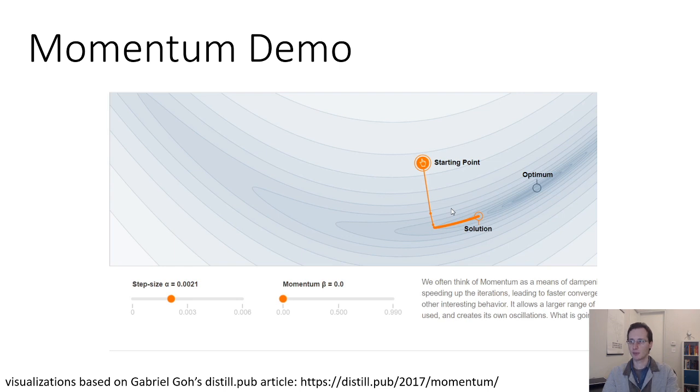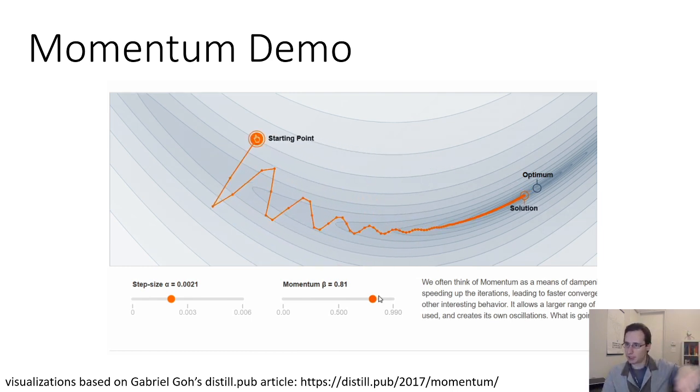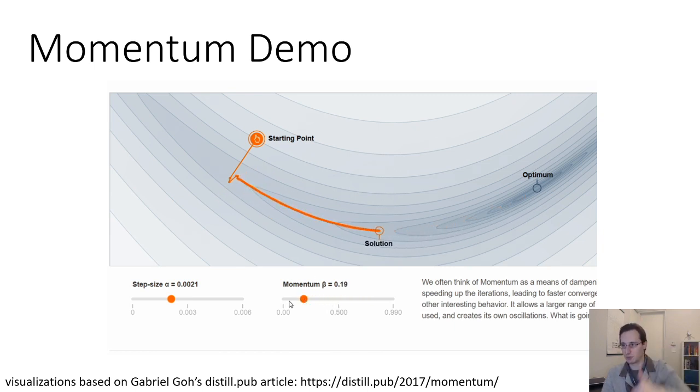All right, here's a little demo with momentum. So here I have gradient descent without momentum, and as I increase momentum, one thing you can see is that the solution gets closer to the optimum, so it goes faster and faster along the bottom of that valley, but it also tends to take a little longer to slide to the bottom of the valley.